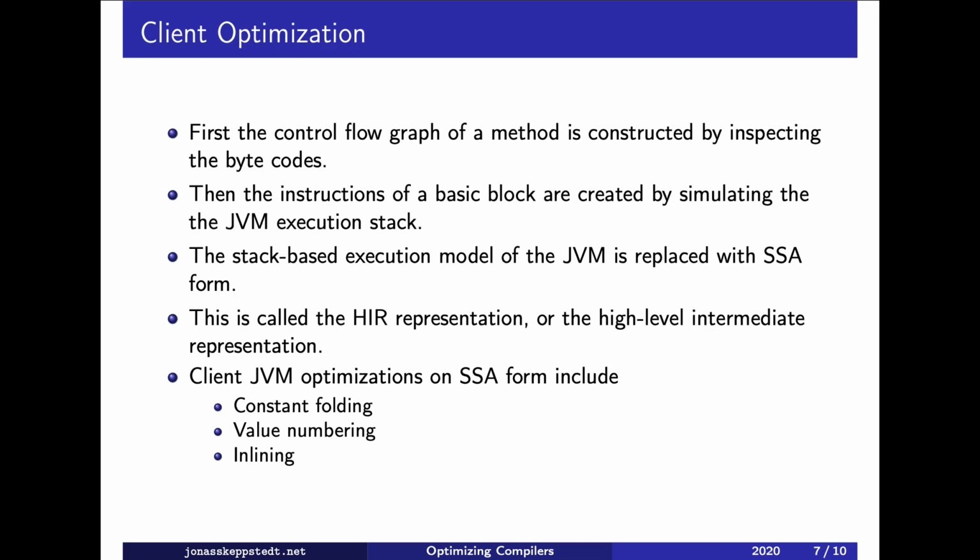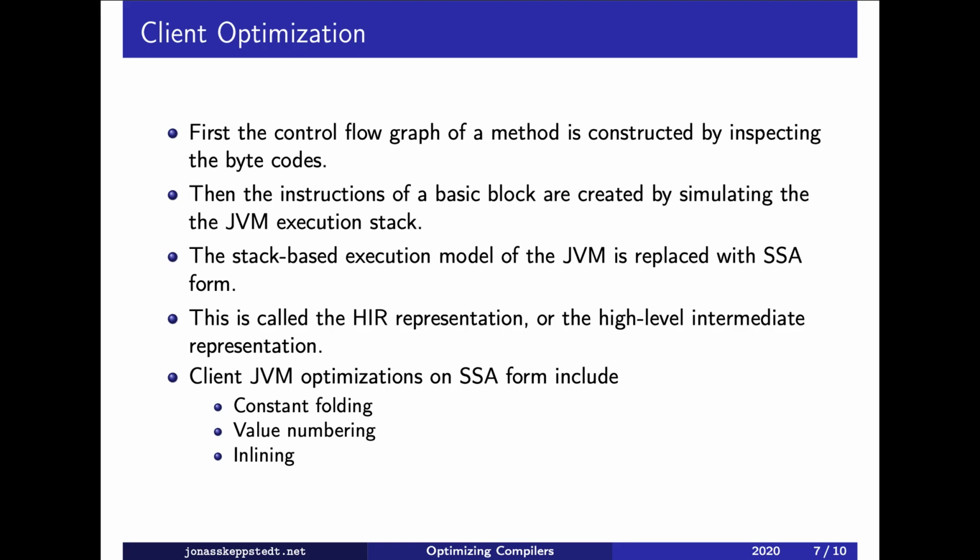So, the client optimizations, what happens? First, the control flow graph is constructed by, well, inspecting the bytecode. And then the purpose is to translate the stack-based bytecode to a register-based intermediate representation. And this is done by simulating the execution of the operations on the stack. This replaces the Java bytecode with SSA form. And this representation is called the high-level intermediate representation.